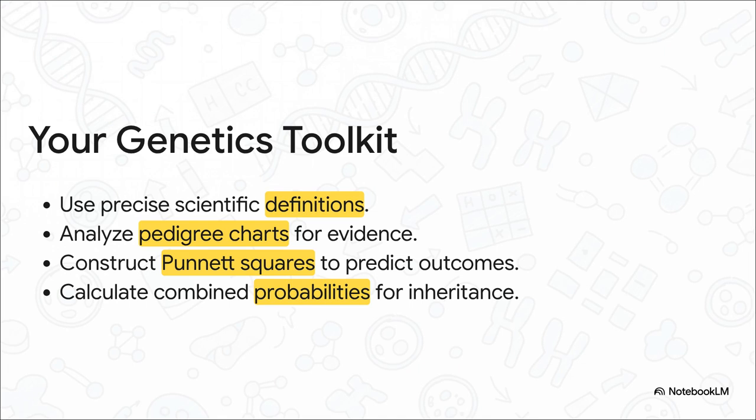Number 1, use precise definitions. Know them cold to lock in those easy marks. Number 2, analyze the evidence. Learn to read a pedigree chart like a detective, using the kids to figure out the parents. Number 3, predict outcomes. Master the Punnett square. It is your best friend for calculating probability. And number 4, do the math. Understand how to combine probabilities to explain patterns in a whole population. This toolkit is your key to tackling any genetics question with confidence.